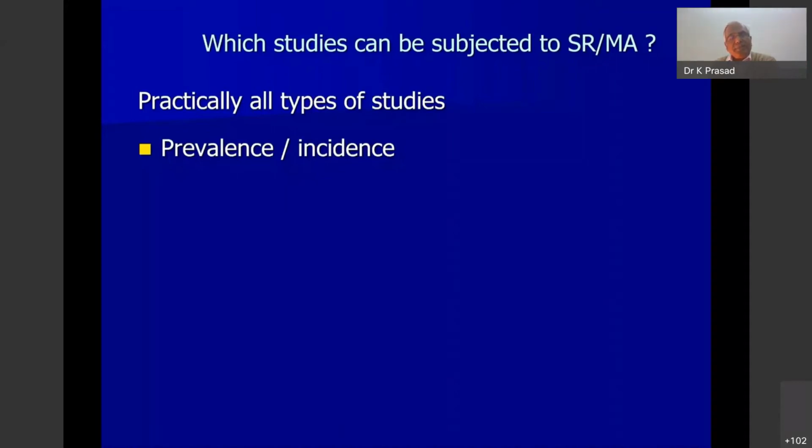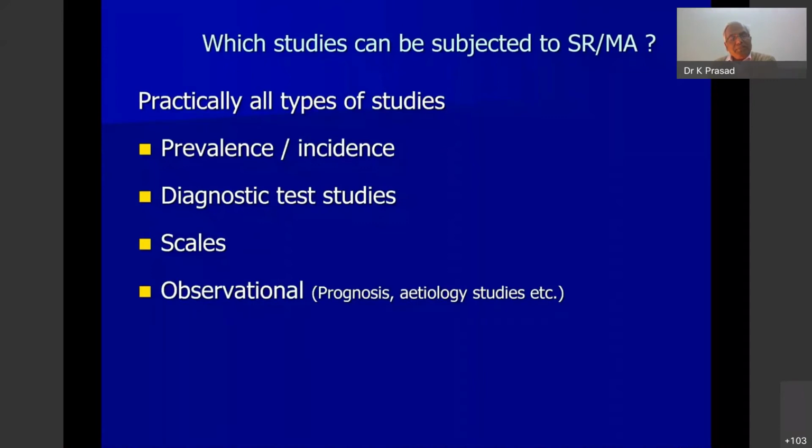You can do it for diagnostic test studies. Some of our colleagues at RIMS have already published diagnostic test study meta-analyses. One of my papers which I'm proud of is a systematic review, not a meta-analysis, of the Glasgow Coma Scale, which has a very good citation. And the Glasgow people, when they marked something like 100 years of the Glasgow Coma Scale, really alluded to my paper. You can do meta-analysis on prognosis studies, etiology studies, interventional studies.